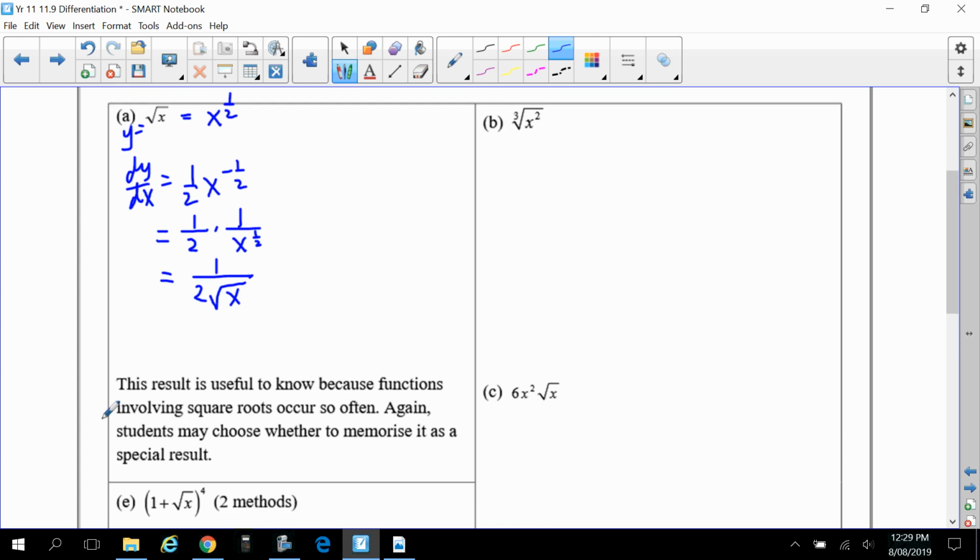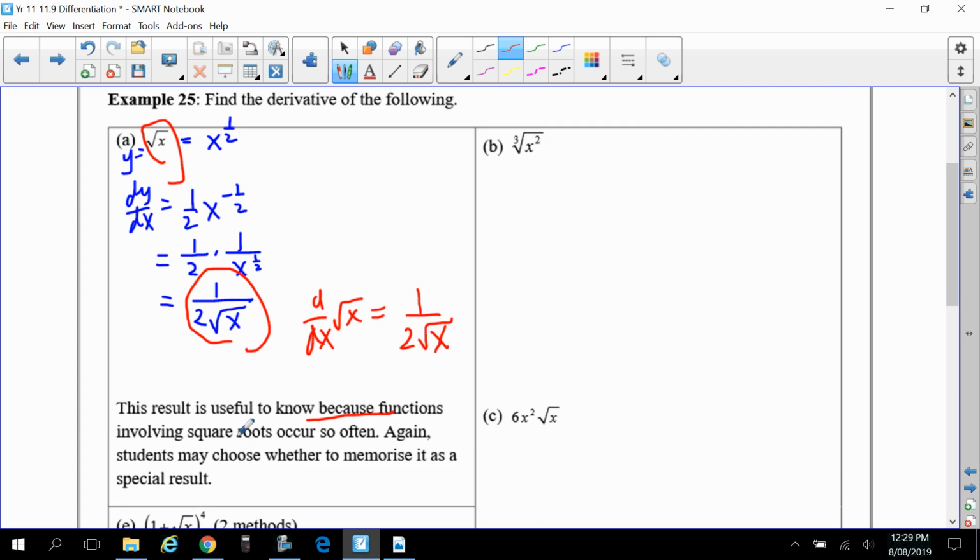Now, the square root of x is used a lot in many expressions. So the textbook suggests that it's useful to know this result, as in you memorize this result. So if I see differentiate square root of x, remember that. I think that could help you, but you don't have to, because that may save you time. Students may choose whether or not to memorize it as a special result. It will be good to memorize it, but if you don't want to, then that's okay. It just takes you a little bit longer. But this one's good to memorize, so that it can save you time.